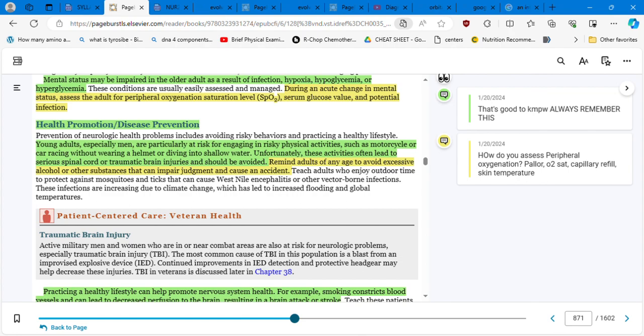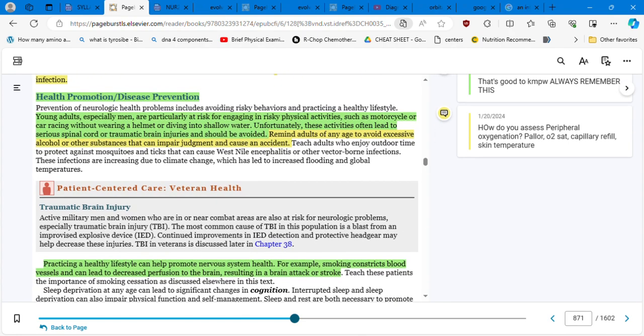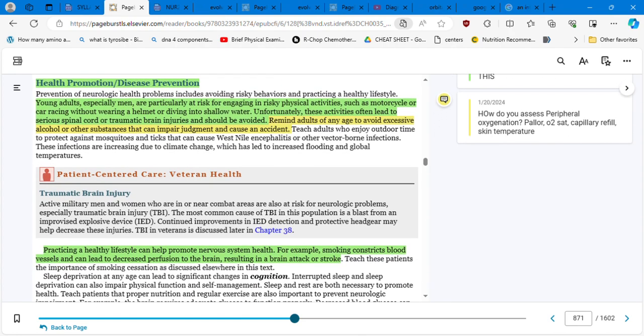Let's go to health promotion and disease prevention. I am following every single slide in your PowerPoint. I don't want to leave anything out of this.